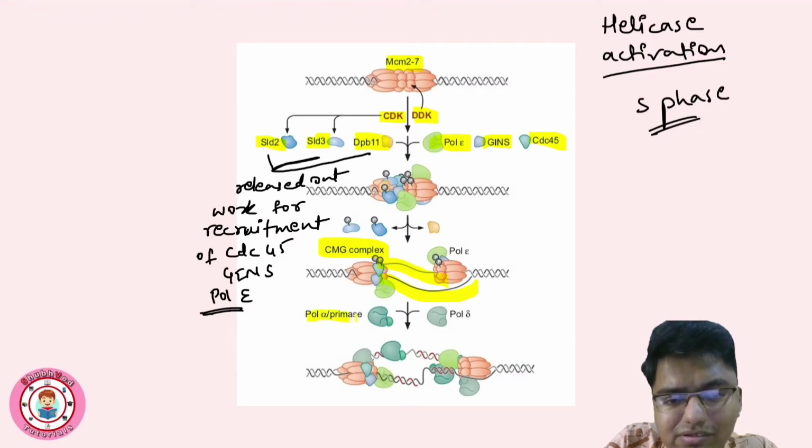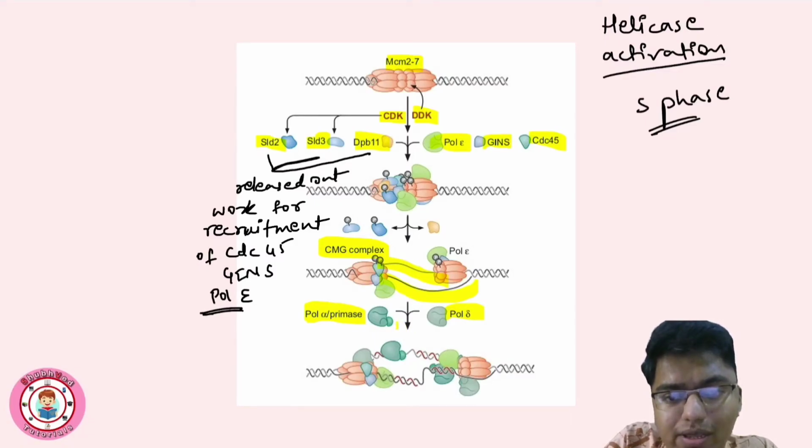Polymerase alpha comes first, which has primase activity. Polymerase alpha slash primase synthesizes the primer. Polymerase alpha primase will synthesize the primer, as well as some nucleotides. And then the next to come is polymerase delta, for the lagging strand synthesis.